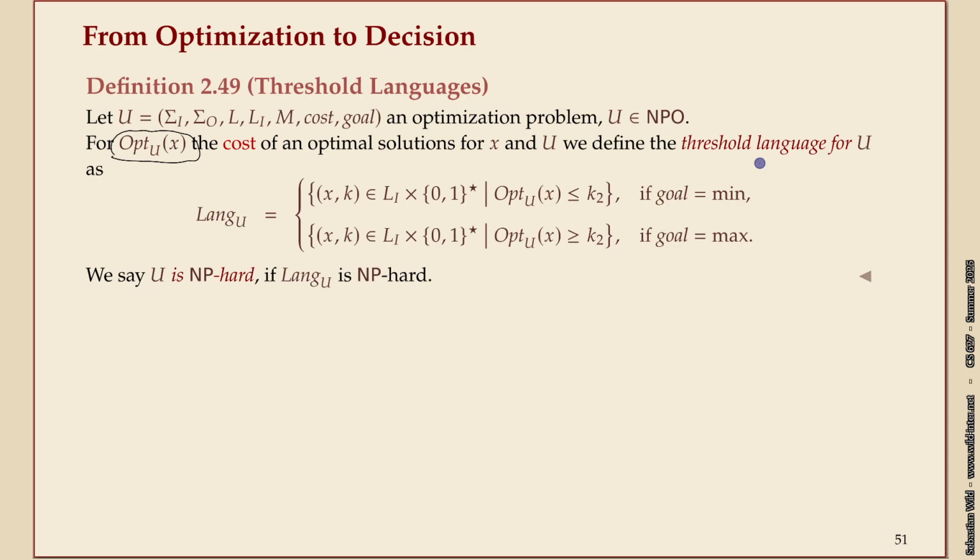Then we can define threshold languages, which is turning an optimization problem into a decision problem by using pairs of an input and a value, a threshold. And then you include in the language all the pairs where the optimal value is better than the threshold. And you have these two distinctions for min and max. The only thing here worth pointing out, k subscript 2, this is supposed to mean the string k is a binary string. And so I'm just reading this as a binary number. Okay. I think here I'm assuming that the cost is an integer to make life a bit easier.